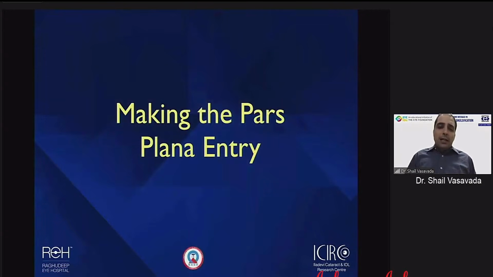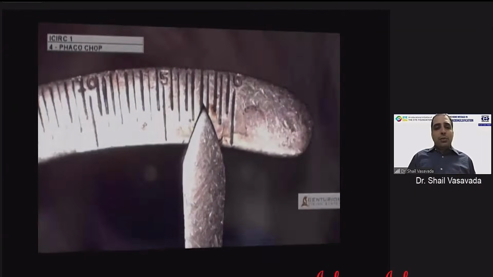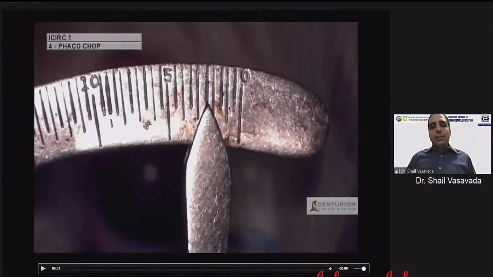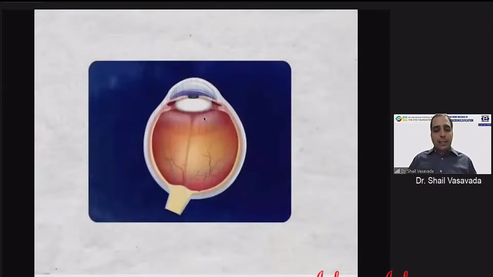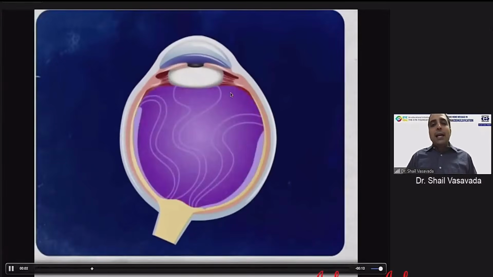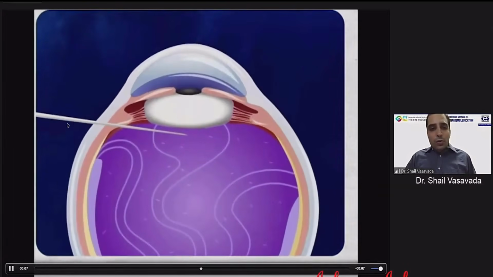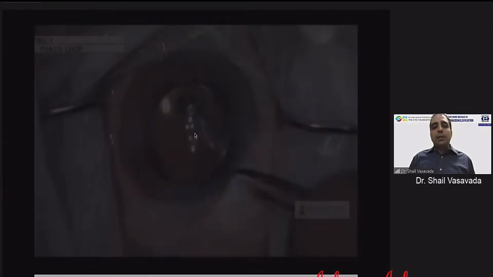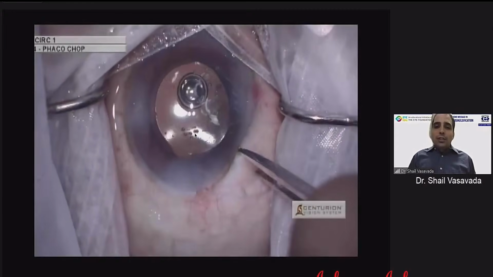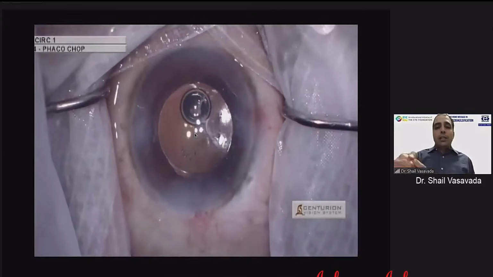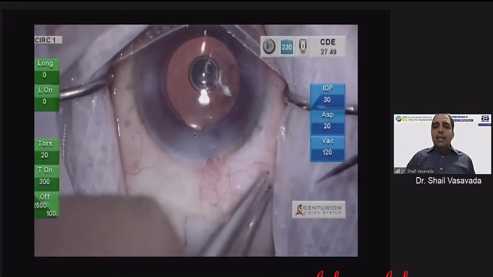Making the pars plana entry is not as difficult as most of us feel. First, make sure that you measure it properly on the caliper, that you are at 3 millimeters and not 2.5. The second most important thing is the direction in which you make the entry, whether it's a needle or a trocar. You don't want to direct it parallel to the plane of the capsular zonular complex, because that can sometimes inadvertently hit the posterior capsule. So you want to go in as if you want to hit the optic nerve. You want to go in vertically and hit the optic nerve.